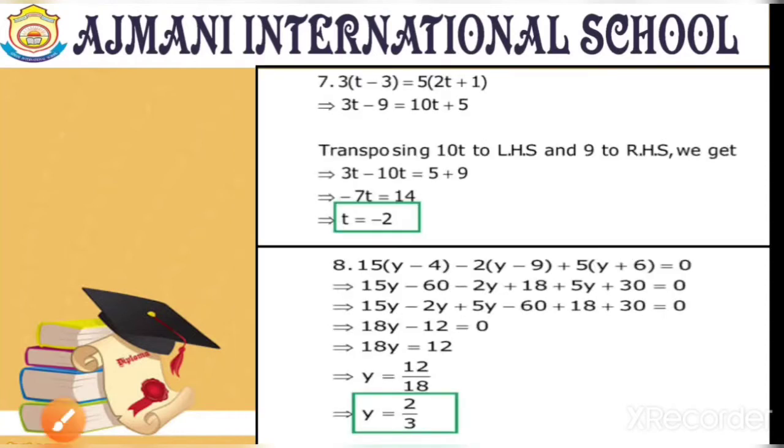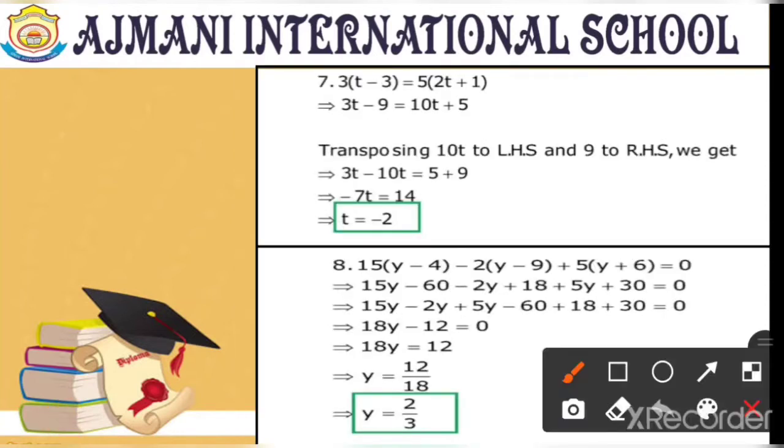The question number 7 of this exercise is 3 bracket of t minus 3 is equal to 5 bracket of 2t plus 1. Now, instead of sending 3 in the denominator of 2t plus 1 and 5 in the denominator of t minus 3, we will simply do multiplication and we will follow the BODMAS rule.